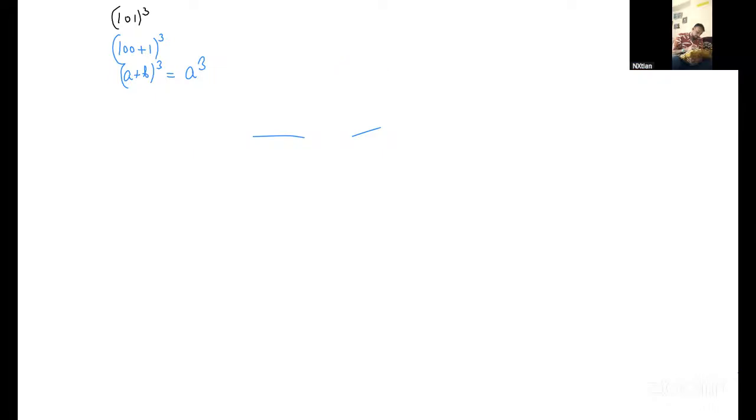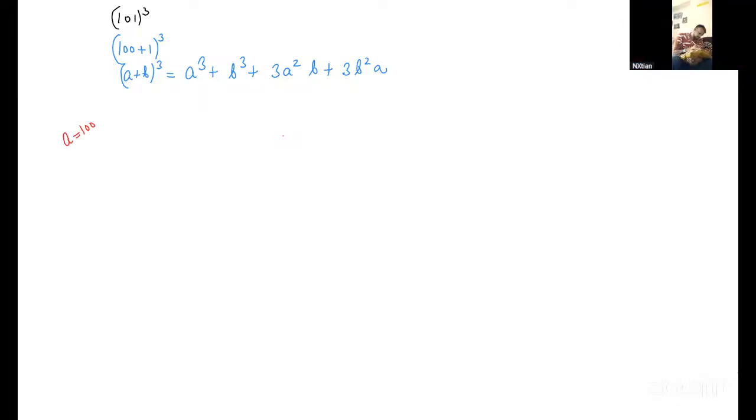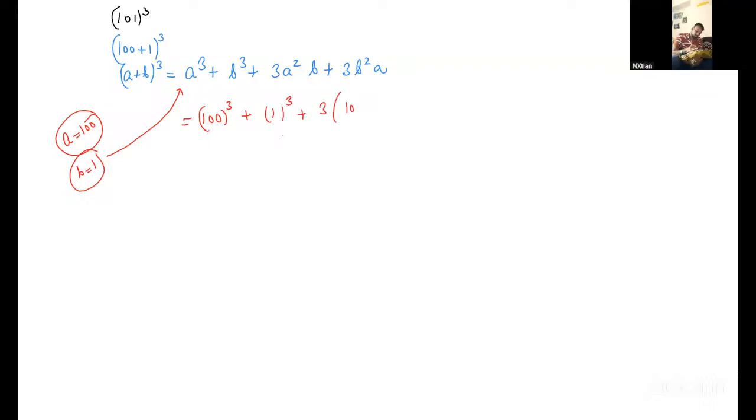Okay. So now if you compare, what is a and what is b? a is 100 and b is 1. Good. So can I write the values into this? How will it become? It will become 100 cube, then 1 cube, plus 3 into 100 square into 1 plus 3 into 100 into 1 square. Now if you use this, it will become 1, 2, 3, 4, 5, 6.